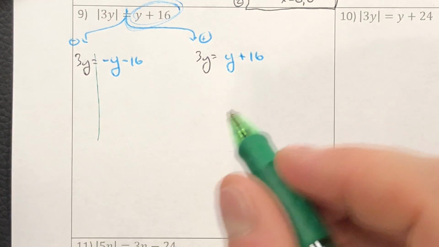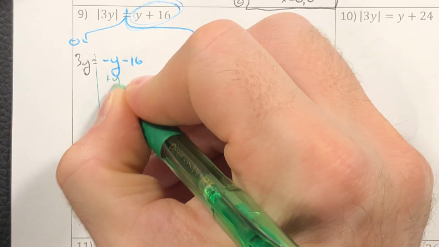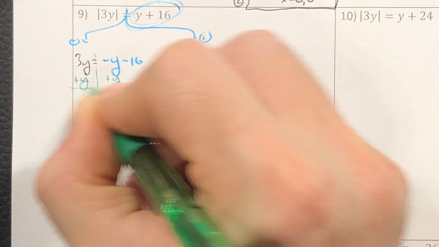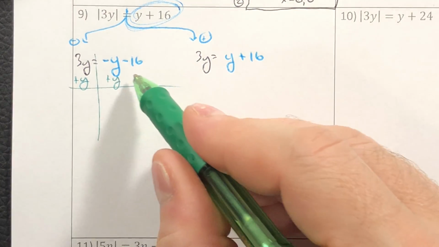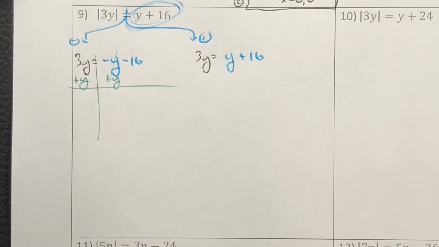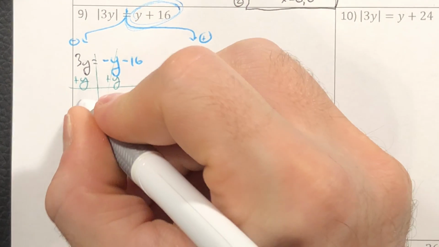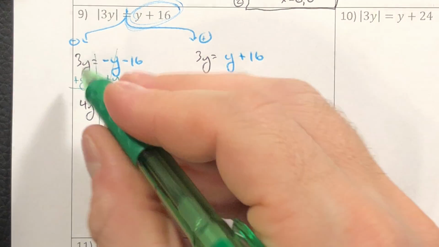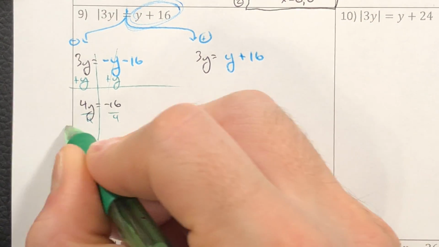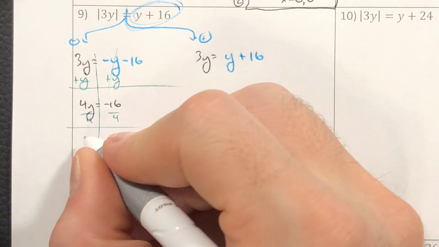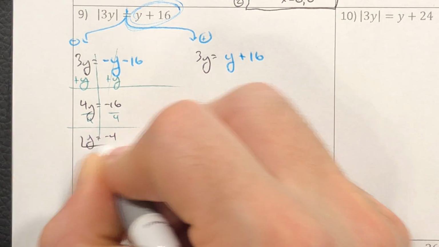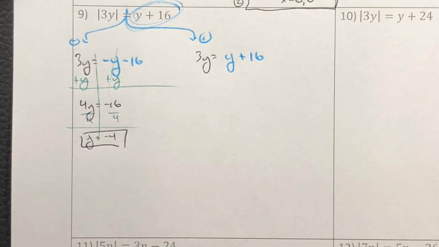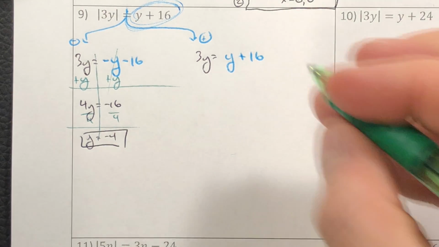But solving it, same exact way. I get my y's all on the same side by getting rid of whatever's on one side. I'm going to get rid of the y on this side. Effectively cancels that out, and I'm left with 4y equals negative 16. To get rid of that coefficient, I divide by 4, which leaves me with y is equal to negative 4. Answer choice number 1.